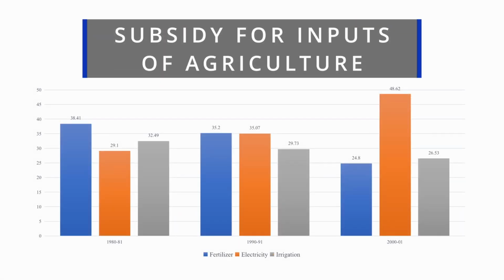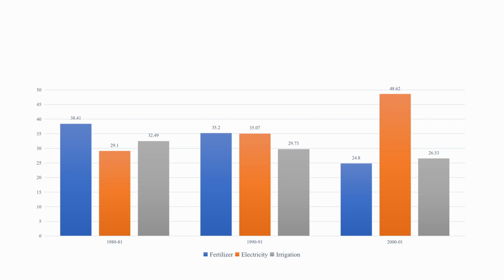But on the other hand, if you look at the diagram, we can see the subsidy for electricity used in the agricultural sector is increasing over time. If you look at the data, we can see that during this time, around a 200% increase in subsidy is there for agricultural electricity use. Other than this input, agricultural subsidy is falling for all other inputs. Only in the case of electricity is the percentage of subsidy rising over time.